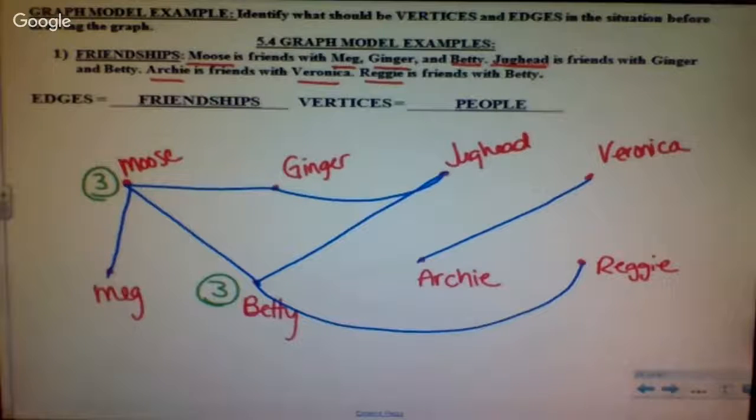What else did you notice from this graph? Ginger has 2. Jughead has 2. It's disconnected. Oh yeah, okay. I forgot about that. So Veronica and Archie are only friends with each other. They have no other friends, according to this.